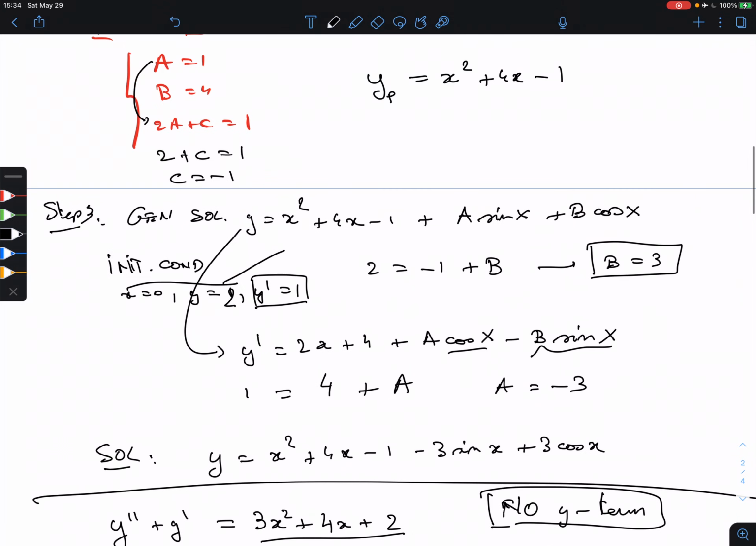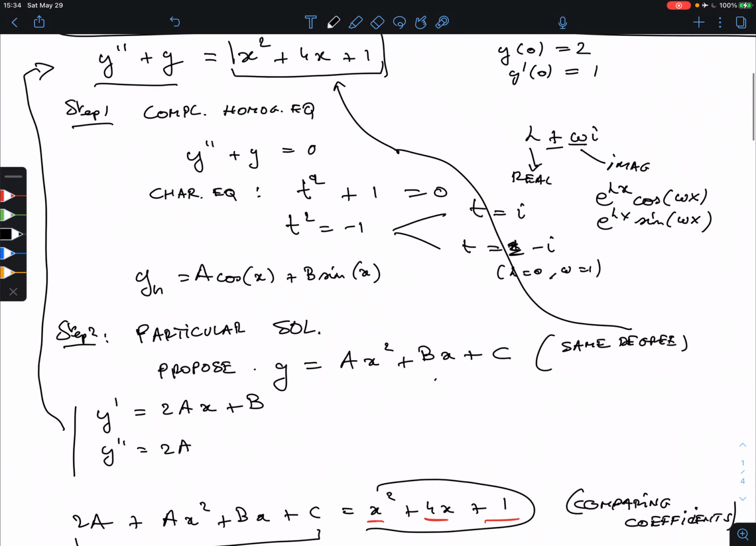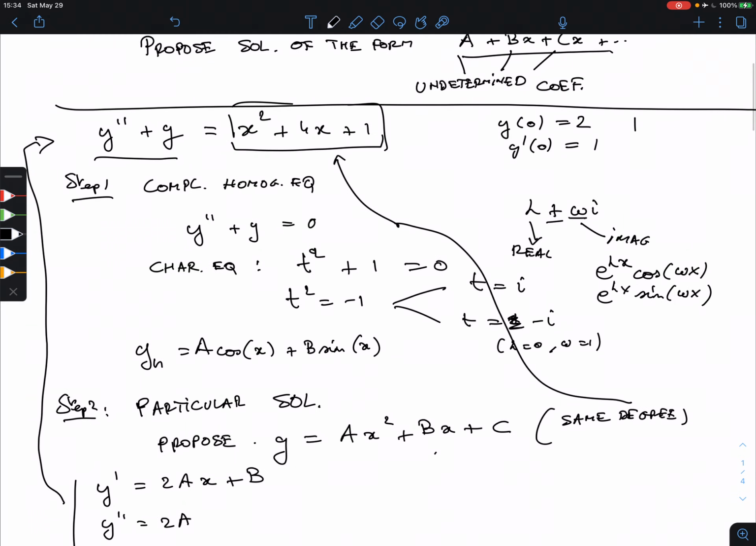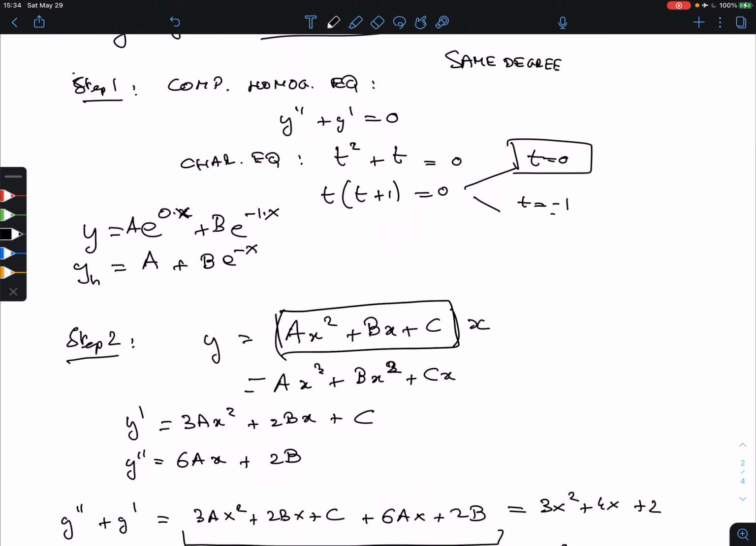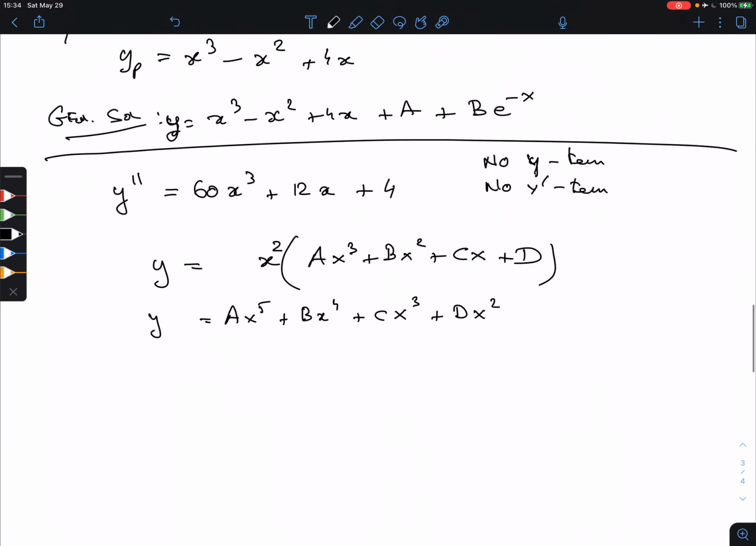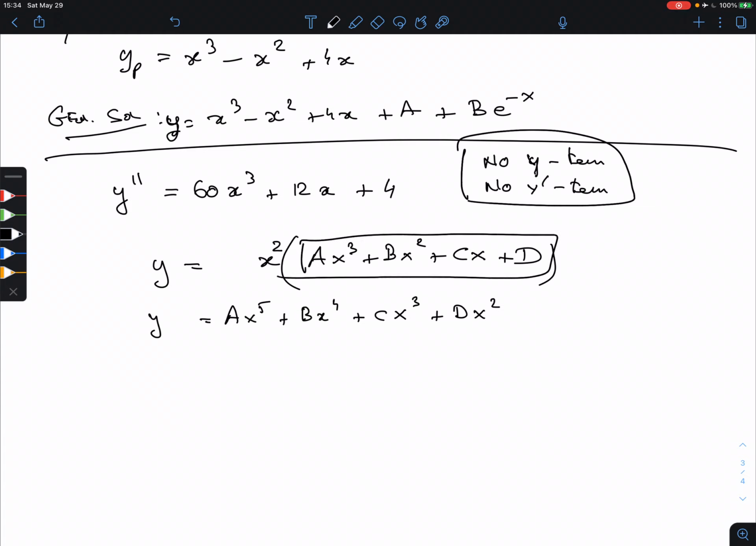Recapitulating, if there is a y term, then we just take a general polynomial of undetermined coefficients of the same degree. If there is no y term, then we take again a polynomial of the same degree and multiply it with x. If there is no y term and no y prime term, then we take a general polynomial of the same degree, this is now 3 here, and multiply with x squared. But this can be quicker. You can just work this out, but this is a double antiderivative problem.